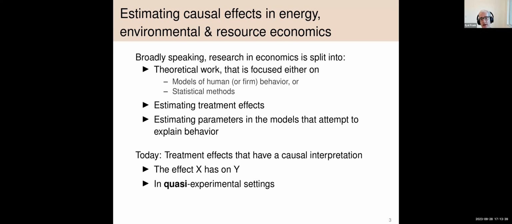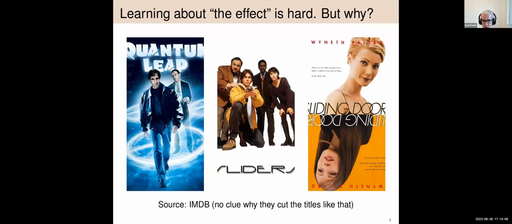the tools we use to estimate treatment effects that can have a causal interpretation, meaning that if event X happens, what's going to be the causal effect it has on Y, and how, even in the absence of very controlled experiments, even using what we call quasi-experimental settings and tools, we can still recover those answers, and how those tools apply to things like answering questions on biodiversity losses.